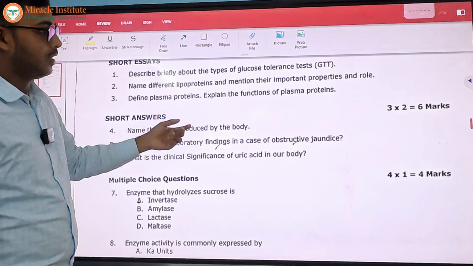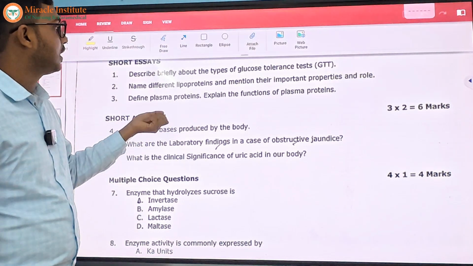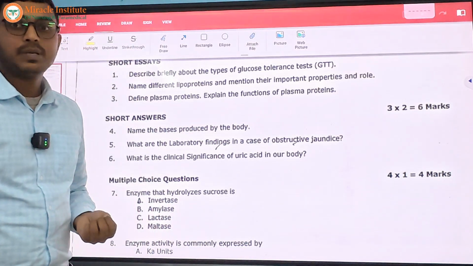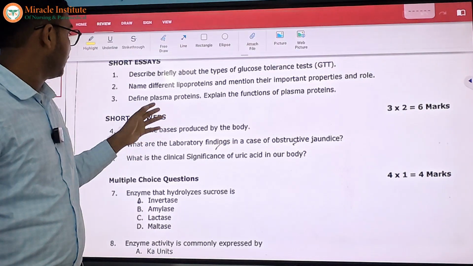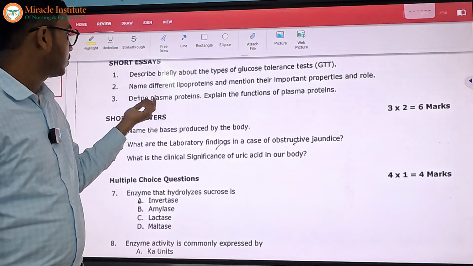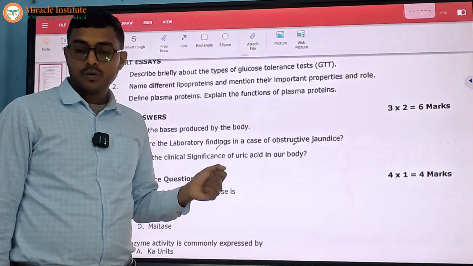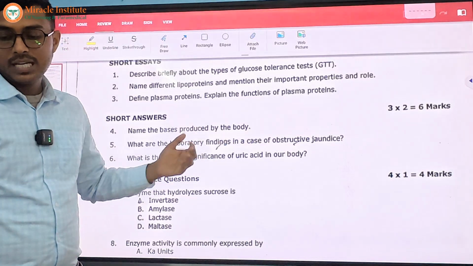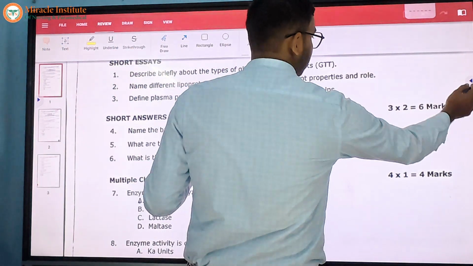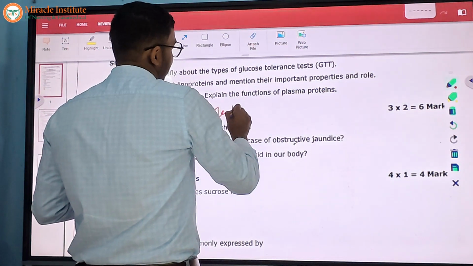Now we come to the next question. It is a very important question: define plasma protein and explain the functions of plasma proteins. That's a basic question in every university, either B.Sc. or paramedical. It's a very common question. What is plasma protein, and explain the functions of plasma proteins. The proteins which are carried in the blood plasma are mainly synthesized by the liver.